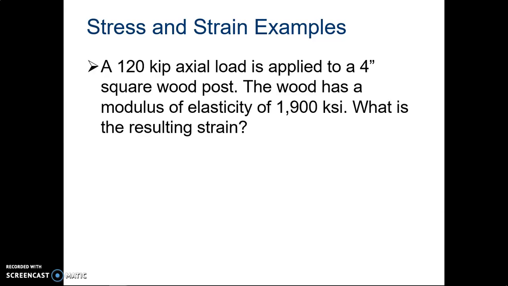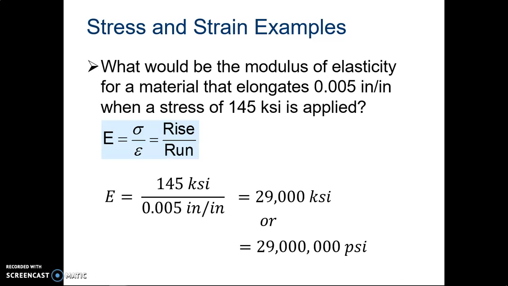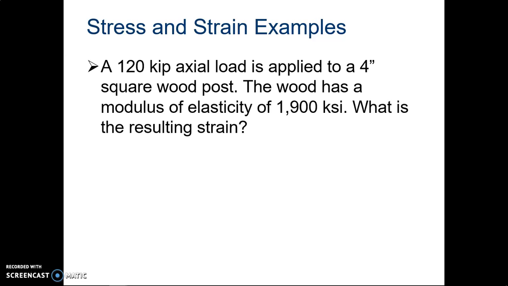A 120 kip axial load is applied to a 4-inch square wood post. The wood has a modulus of elasticity of 1,900 ksi. What is the resulting strain? Now, before we go any further, this is the actual modulus of elasticity for wood, 1,900. How does that compare to steel? Steel was 29,000. That's kind of how you know how much stronger steel is than wood, by the way.